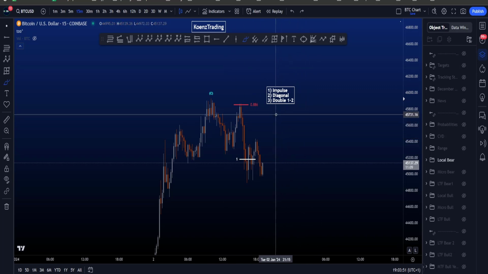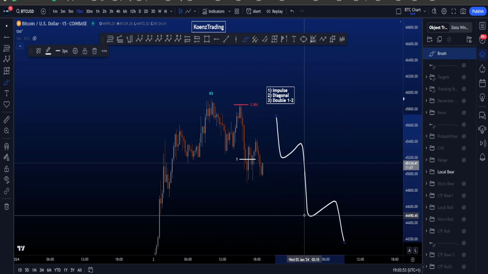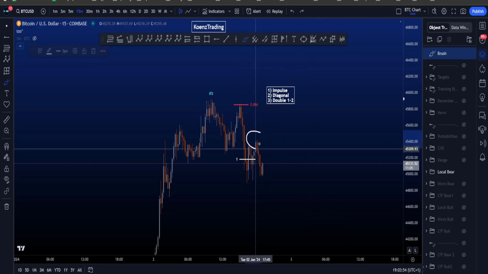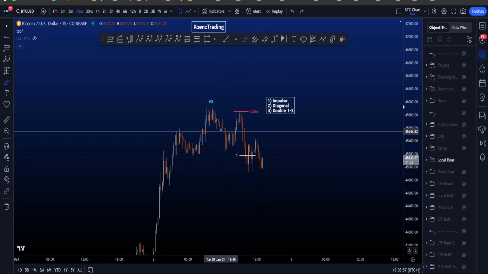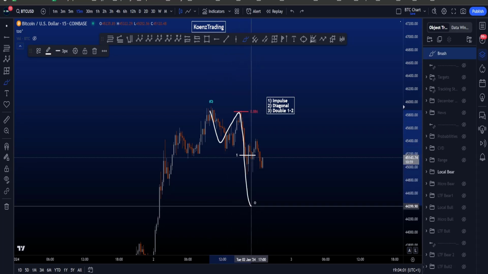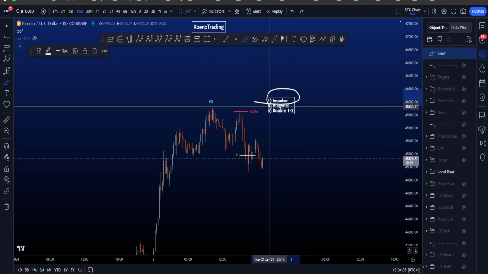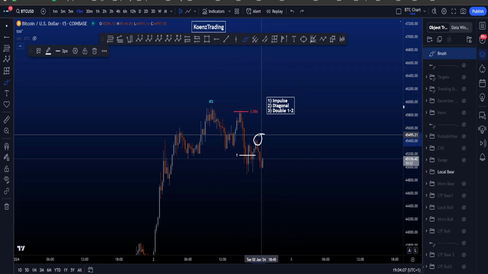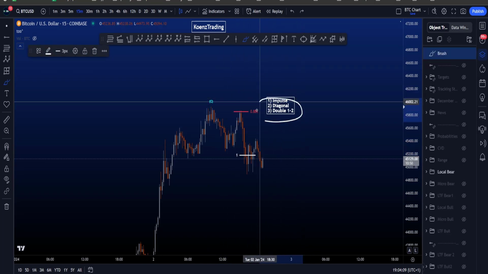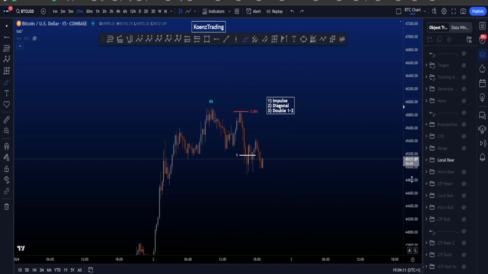For an impulse, we are looking for a 5-wave structure, 1, 2, 3, 4, 5, but we don't want to see overlap over here, which we've seen here on the chart. So that is not something that's ideal. Preferably, you would have had a 1, 2, 3, 4, 5, no overlap between 4 and 1, as that is not allowed in a classic impulse. So because of the overlap here, we have to think about either a diagonal or a double 1-2.